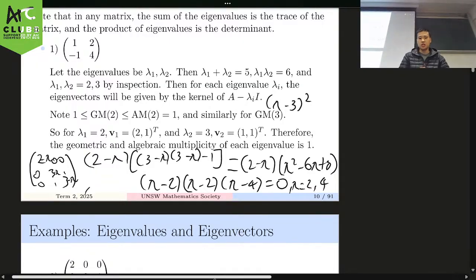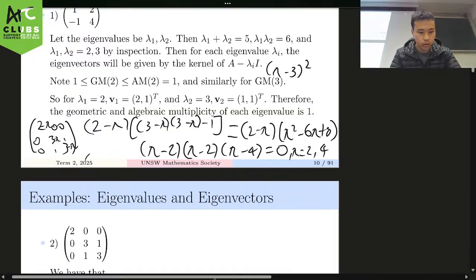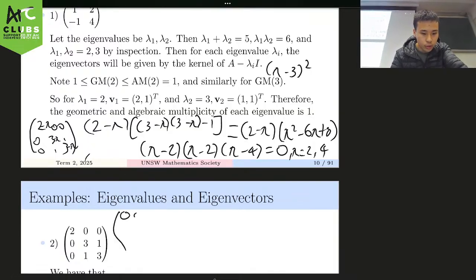We notice that lambda equals 2 is a double root, since we've got 2 of these here. Lambda equals 4 is a single root, so that's fine. Again, we have to find the eigenvectors associated with each. Let's find 2. So 0, 0, 0, 0, 1, 1, 1, 1. Obviously, the third row was just a copy, so get that out.